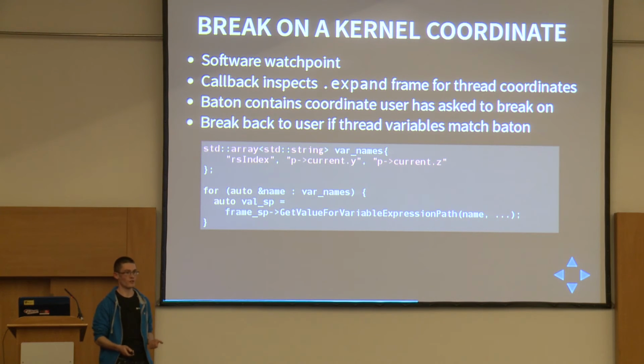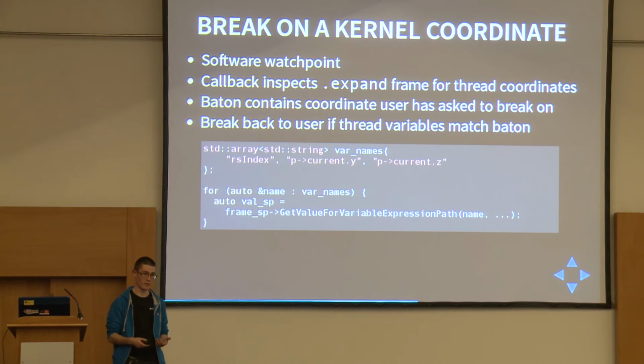Expanding this idea to a RenderScript context, what we have is a kernel breakpoint with a specific thread ID that we want to break on. It's only for an invocation of that specific coordinate. So the user specifies this in the command line flag with the x, y, z components. We bundle that all up into a struct, allocate it on the heap, and pass in the pointer as a baton.